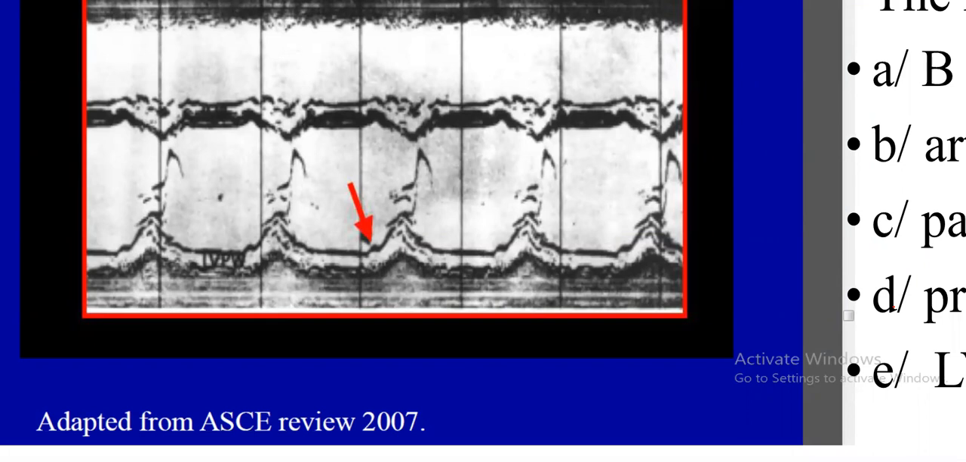Is it the B pump? P pump is seen in the mitral, nowhere else. Okay. The mitral valve, yes. Just to give you a hint.